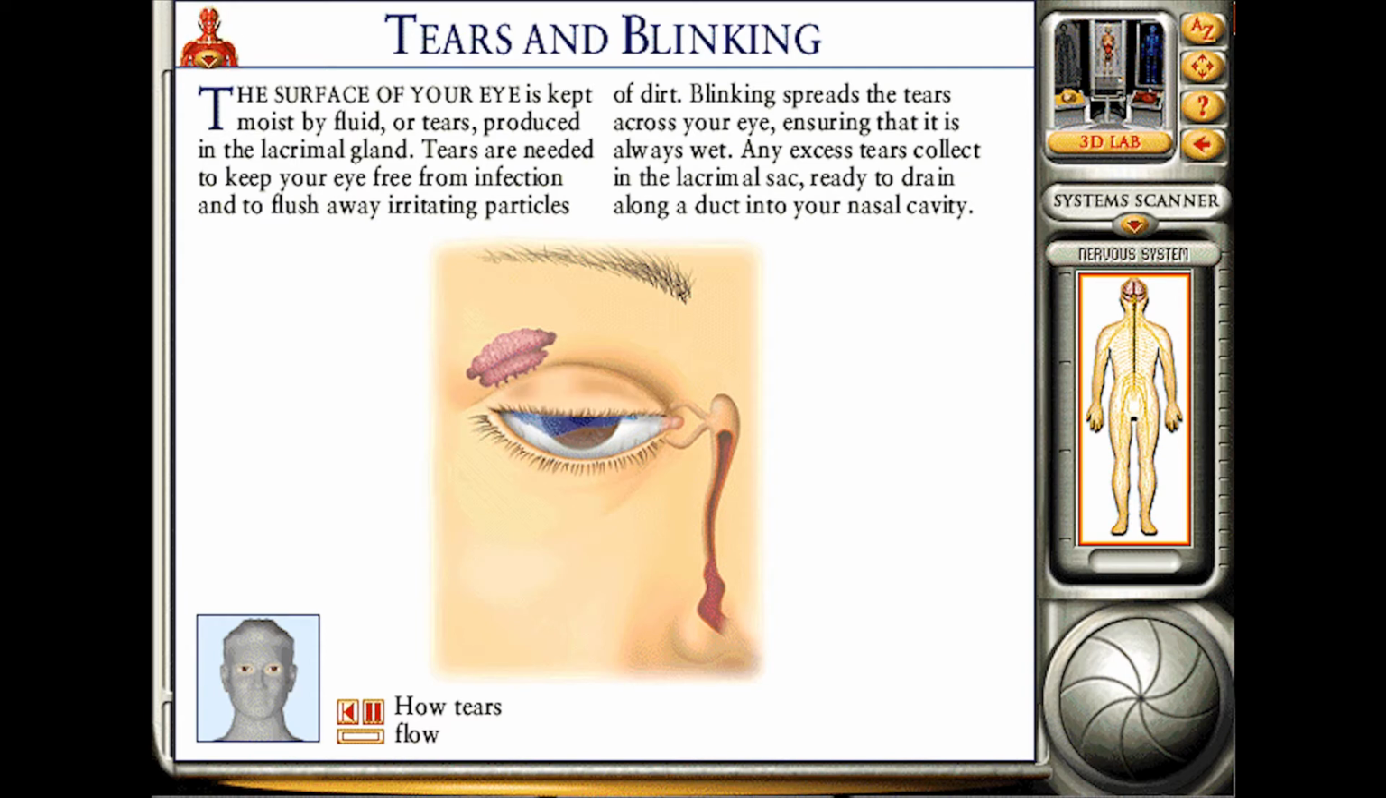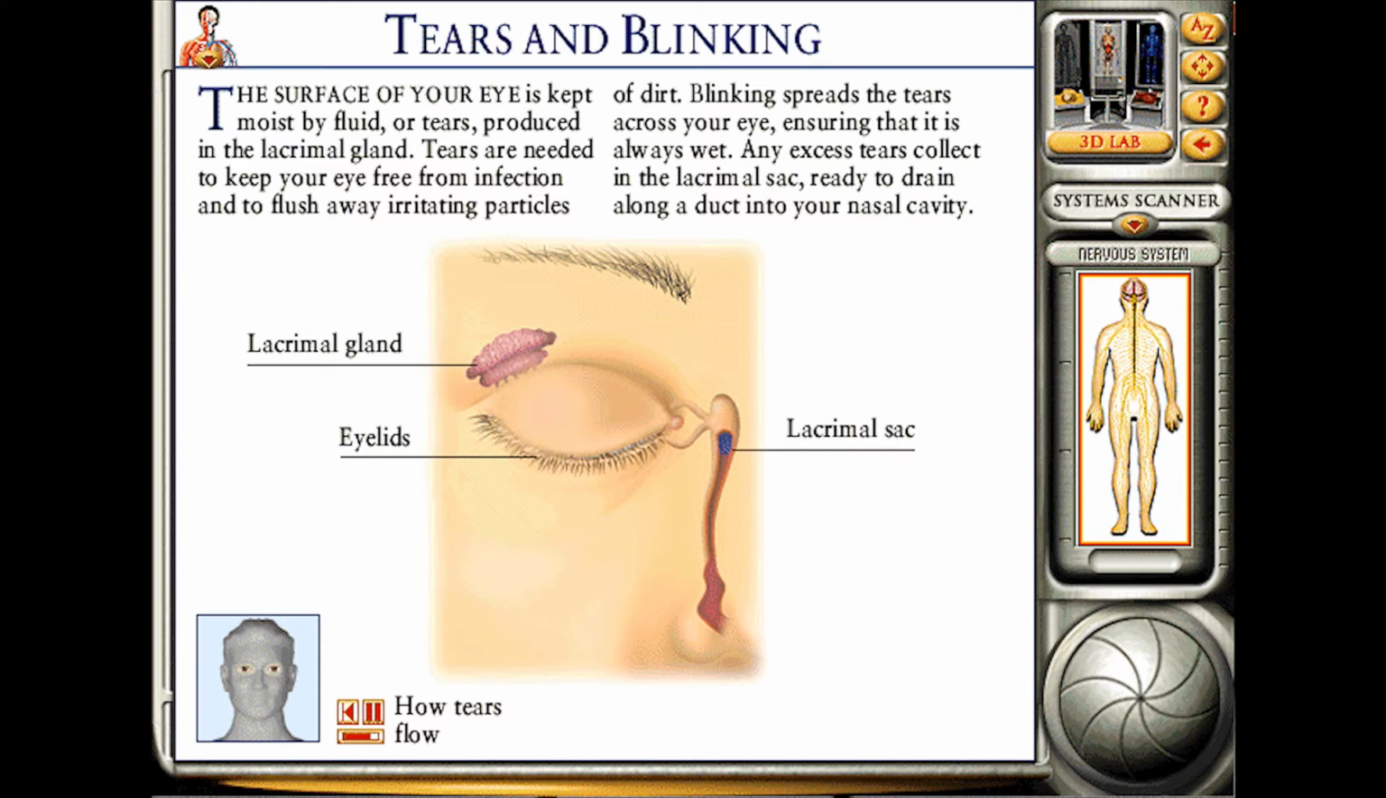Your eyes are producing tears all the time, not just when you cry. Tears moisten and cleanse your eyes before draining away into your nasal cavity. Tears are produced in the lacrimal gland and flow through tiny ducts onto the surface of your eye. As they do so, your eyelids close and you blink, spreading the tears across the front of your eye. Any excess tears collect in the lacrimal sac before draining down a duct into your nasal cavity.